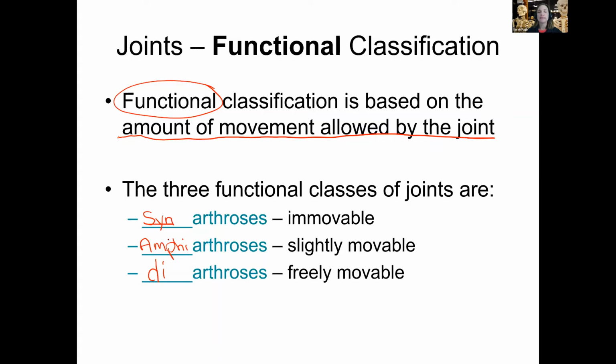Diarthroses are freely movable joints. These are going to be most of the joints in your body, essentially all of your limb joints. So all the joints in your arms and your legs are going to be considered diarthroses, right? All of these are freely movable joints. Okay, so those are our three functional classifications of our joints.